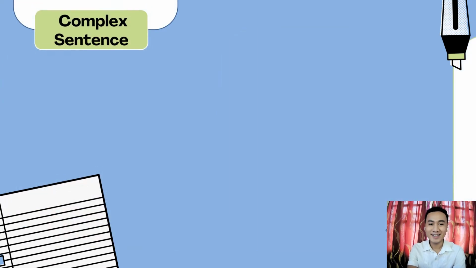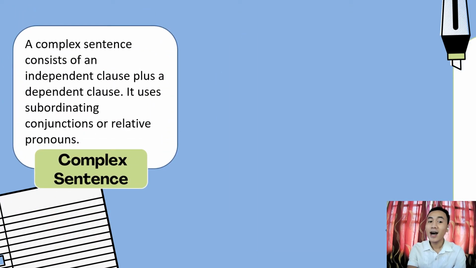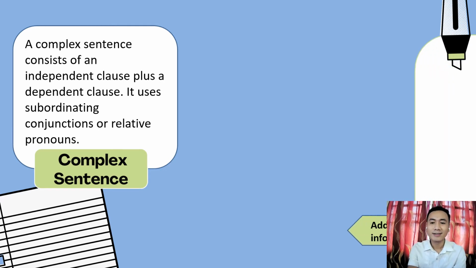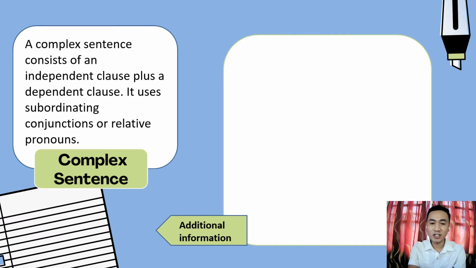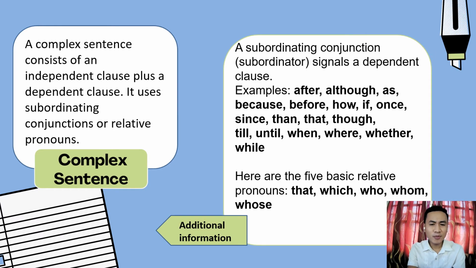Complex sentence. A complex sentence consists of an independent clause plus a dependent clause. It uses subordinating conjunctions or relative pronouns. Now here's the additional information. A subordinating conjunction or subordinator signals a dependent clause.